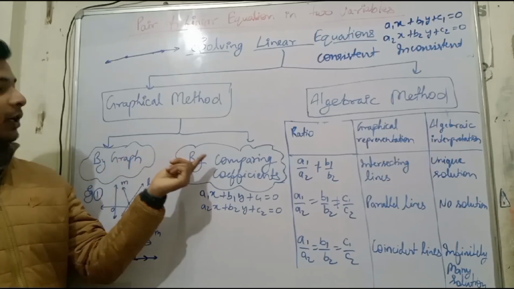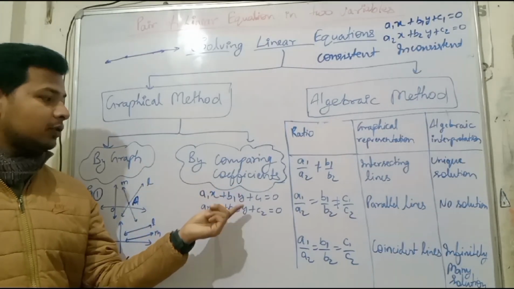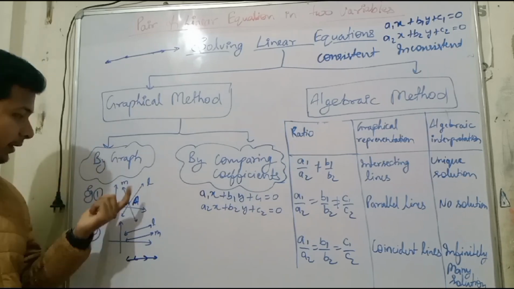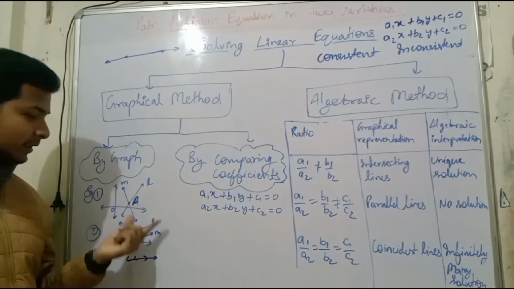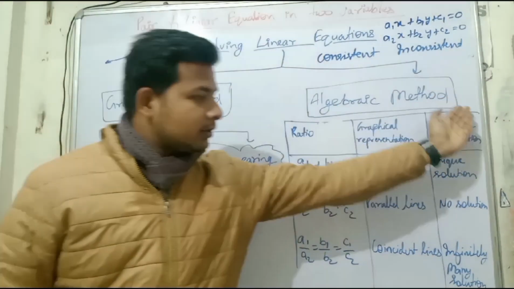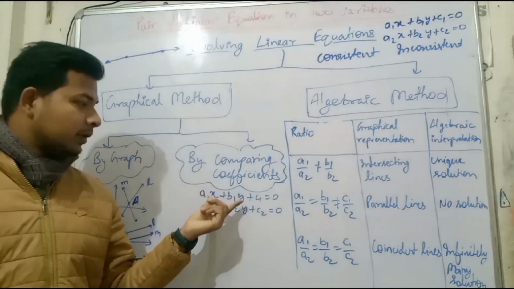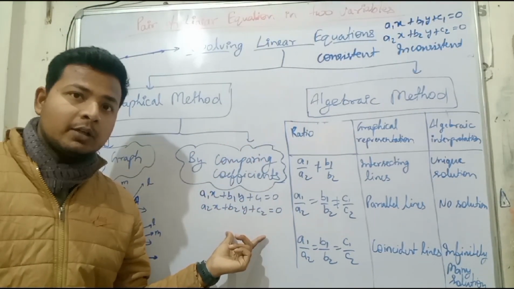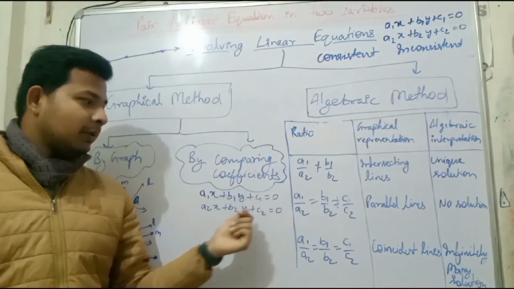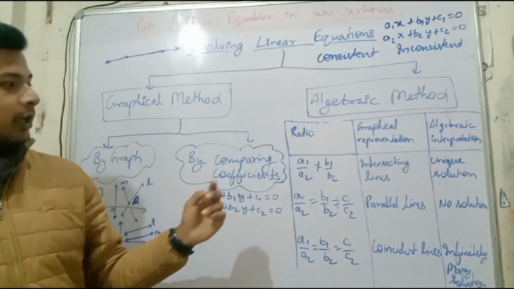Now we have one more part, that is, how we can answer without plotting the graph whether these two lines are consistent or inconsistent. Or one more thing, we can answer whether those lines are intersecting, parallel or coincident. How can we answer that? Just look at this table. First of all, you will be given one pair of linear equations in two variables. A1, B1, C1 and A2, B2, C2 are specified here.